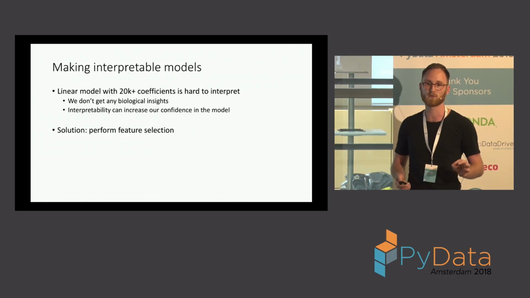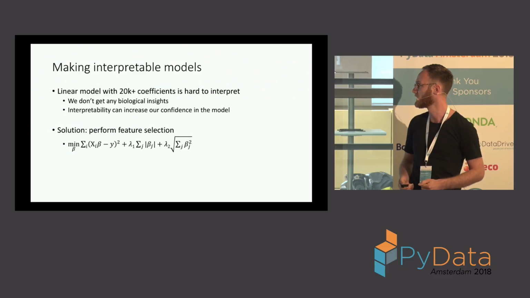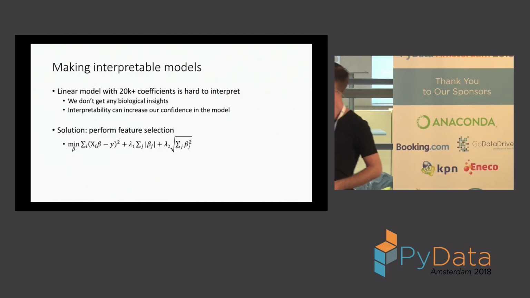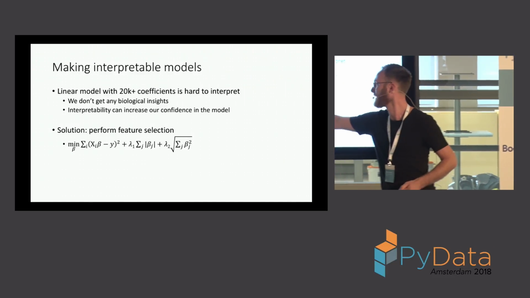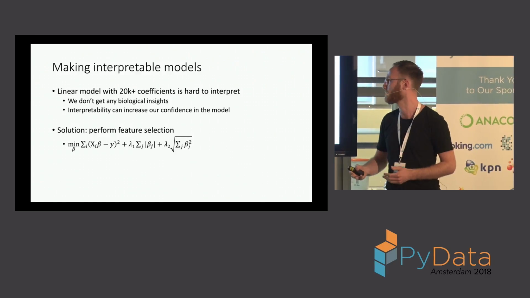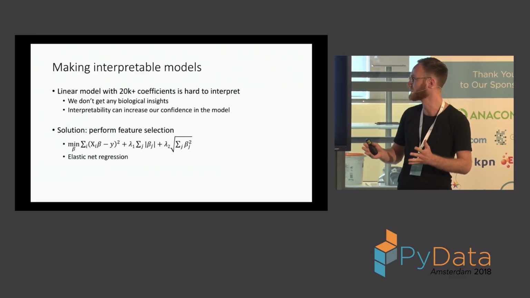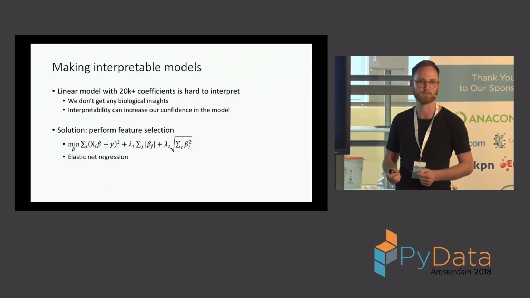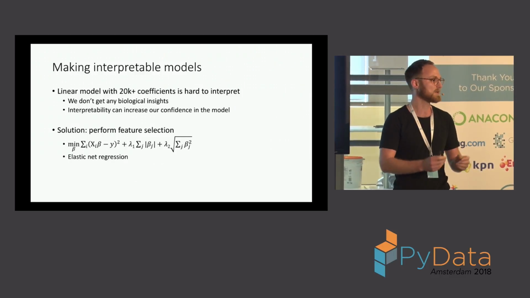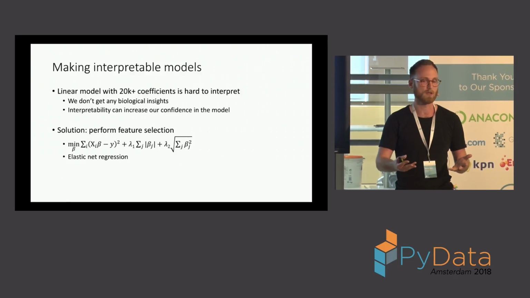As it turns out, when you have these penalized regression models, there's a penalty that at the same time performs feature selection as you optimize the regression model. That's done by adding this L1 penalty, as it's called, so summing over the absolute values of the regression coefficients. When you combine these penalties, it's called elastic net regression. I'm not going to explain exactly why this works, but I'll give an example of what it looks like.